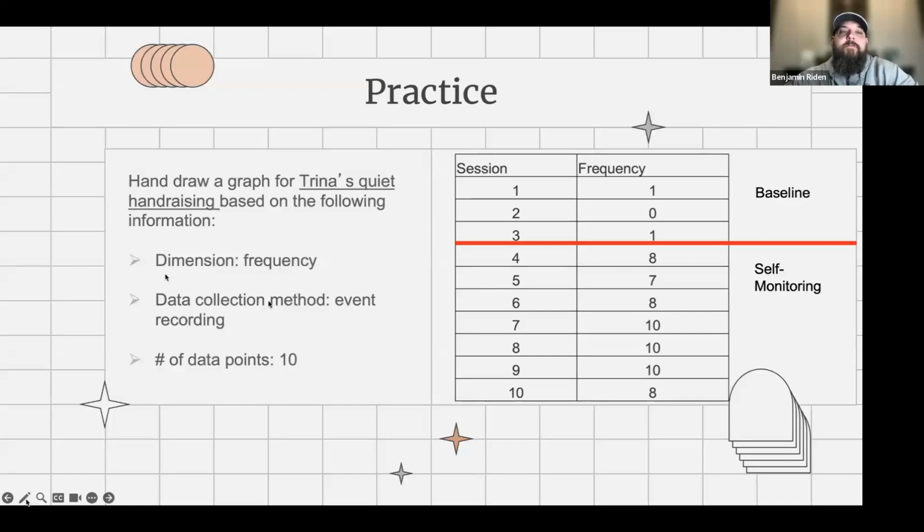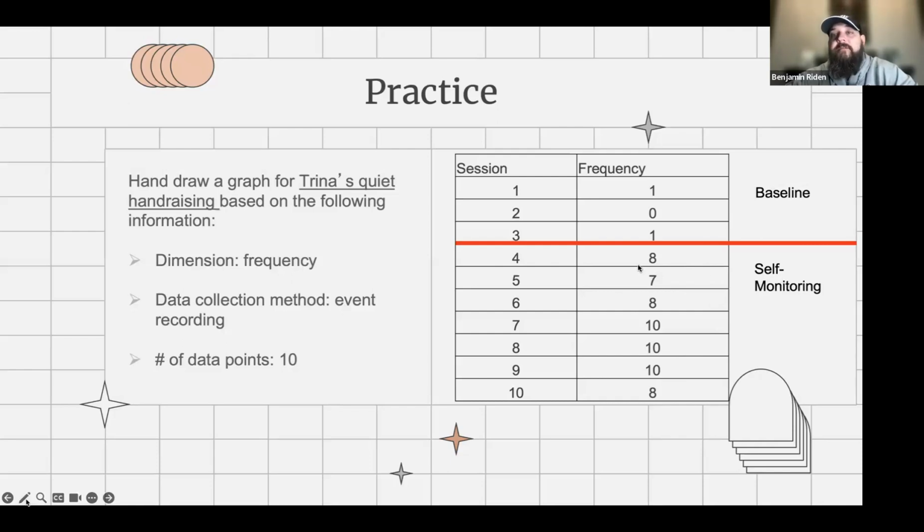So here will be your first practice, and you can hand draw this graph for your practice. Hand draw a graph for Trina's quiet hand raising based on the following information. The dimension is frequency. We collected that data using event recording, and there are 10 total data points. Everything above this red line is your baseline data. Everything below it is the intervention data, which was self-monitoring in this instance.